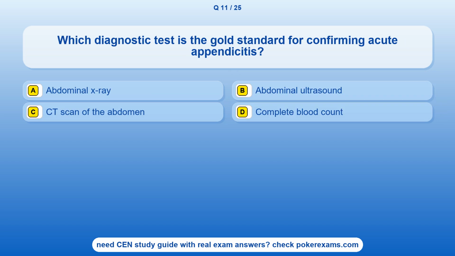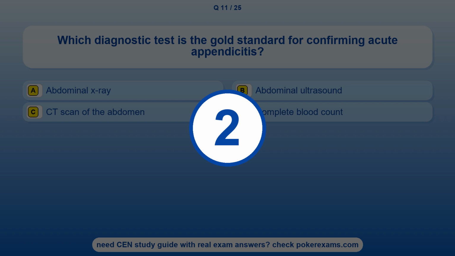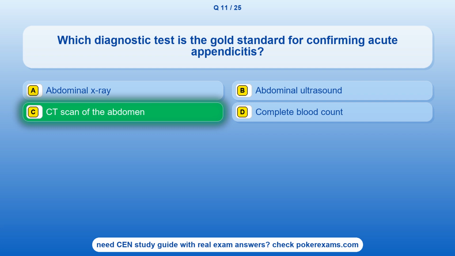Question 11. Which diagnostic test is the gold standard for confirming acute appendicitis? Option A. Abdominal X-ray. Option B. Abdominal ultrasound. Option C. CT scan of the abdomen. Option D. A complete blood count. The correct answer is option C. CT scan of the abdomen.